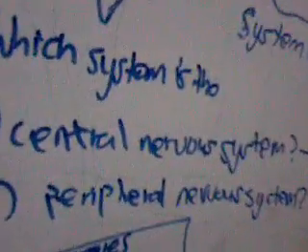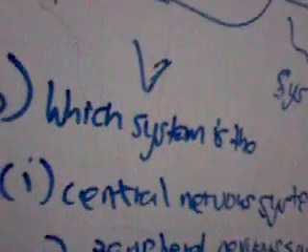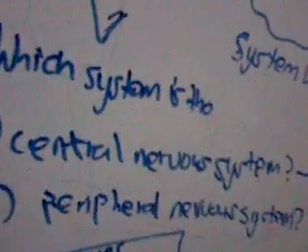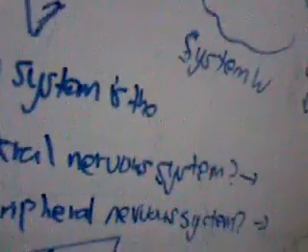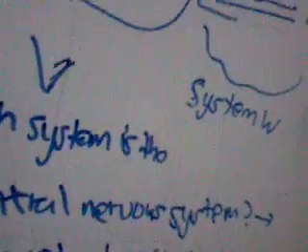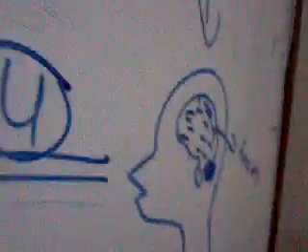Which system is the central nervous system? The central nervous system is X. Why is it X? Because this system is referring to the brain and the spinal cord in here. So definitely the central nervous system is X.